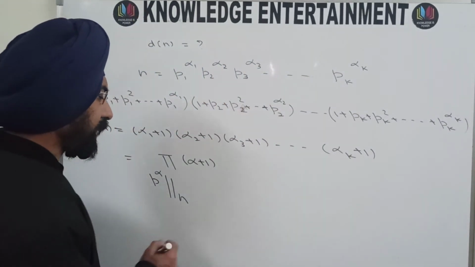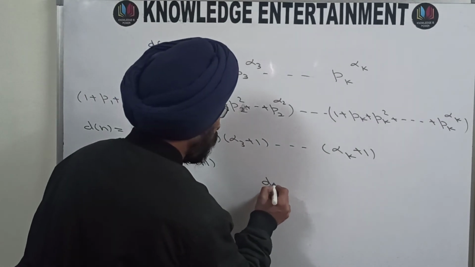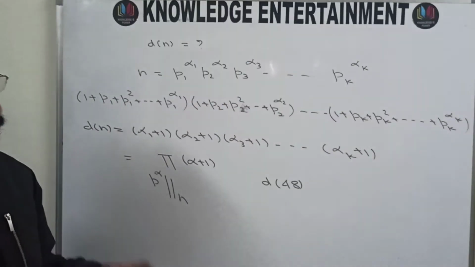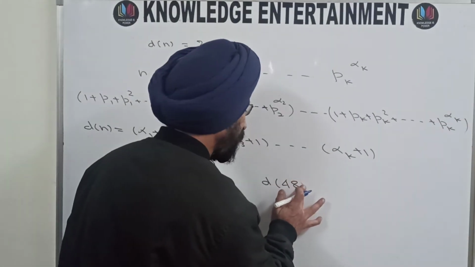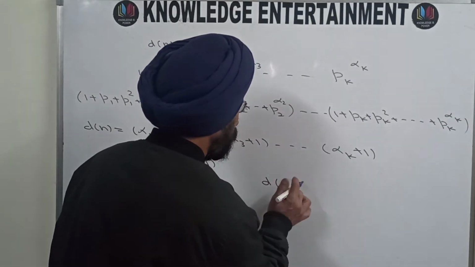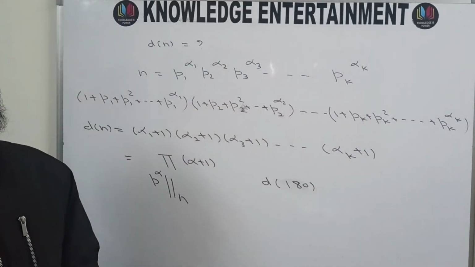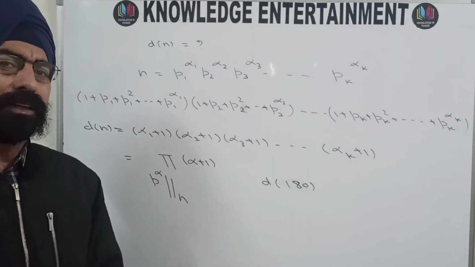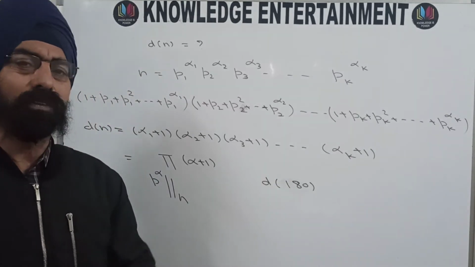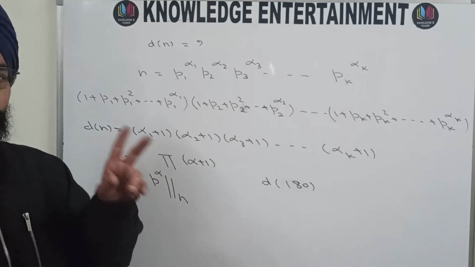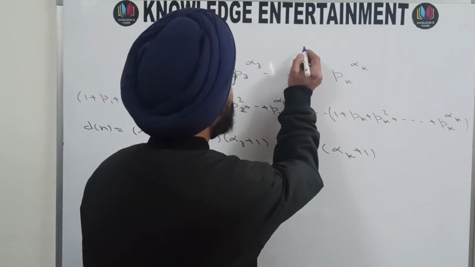For example, suppose you are to calculate d(48), or let it be a bigger number, let it be 180. It is not so easy to find all the divisors of 180 on fingers. It will take too much time. So this formula we will use.